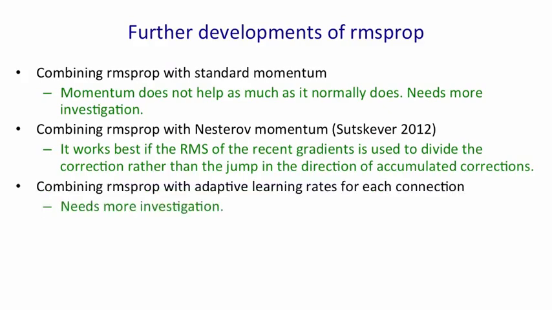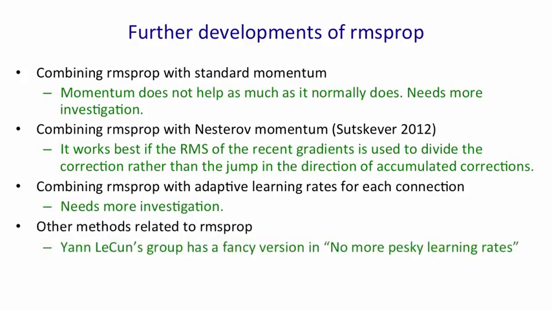Obviously, you could combine RMSprop with adaptive learning rates on each connection, which would make it much more like Rprop. That just needs a lot more investigation. I just don't know at present how helpful that will be. And then there's a bunch of other methods related to RMSprop that have a lot in common with it. Yann LeCun's group has an interesting paper called No More Pesky Learning Rates that came out this year, and some of the terms in that look like RMSprop, but it has many other terms. I suspect at present that most of the advantage that comes from this complicated method recommended by Yann LeCun's group comes from the fact that it's similar to RMSprop, but I don't really know that.